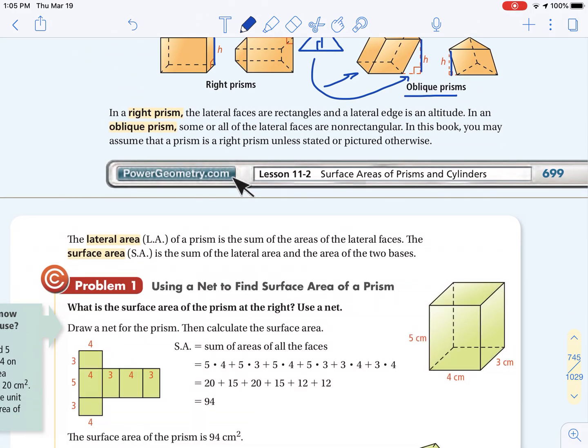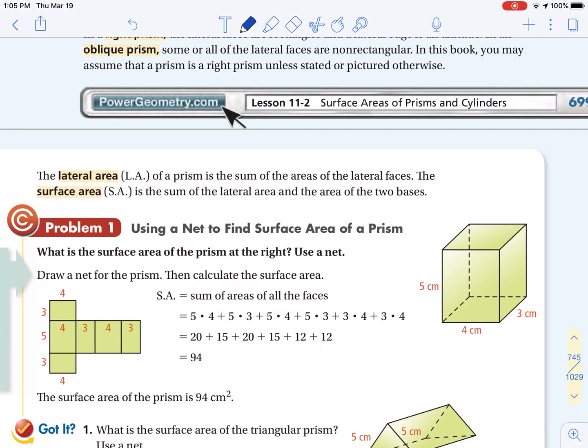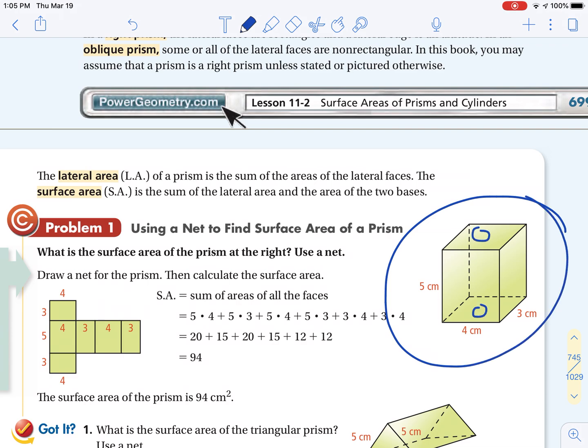I'm going to introduce this as just part one, and then we'll get into some problems. If we're going to talk about surface area, we're talking about the entire shape. So we have our two bases, and then our lateral sides. We're going to add all those up together. That's called our surface area. But before that, we're talking about lateral area, which is simply the addition of all the sides put together.